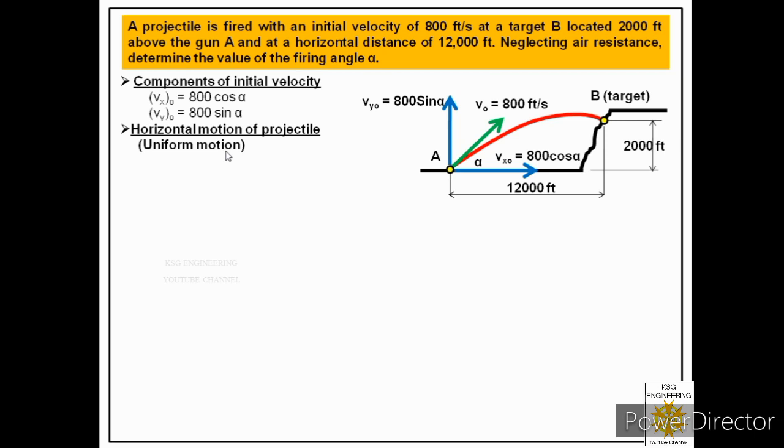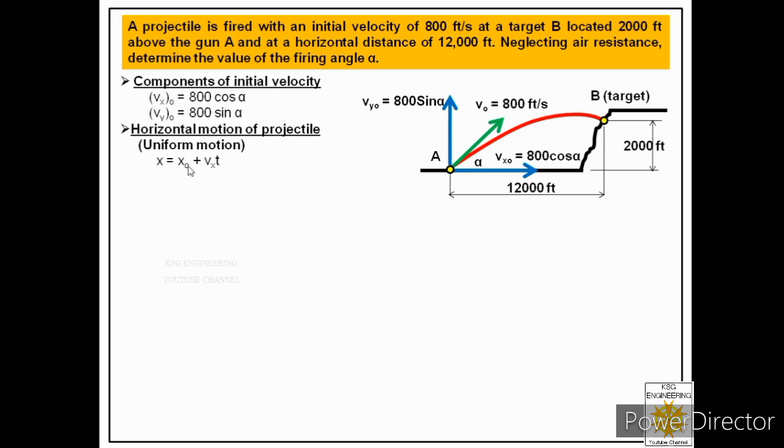And we know if we have a uniform motion, then only one equation is applicable to that motion, that is x is equal to x naught plus Vx t, where x is the distance moved by the projectile along horizontal, x naught is the initial distance along horizontal, Vx is the initial velocity of the projectile along the horizontal, and t represents the time taken by the projectile to cover that distance. Now let us see what values we know for this equation.